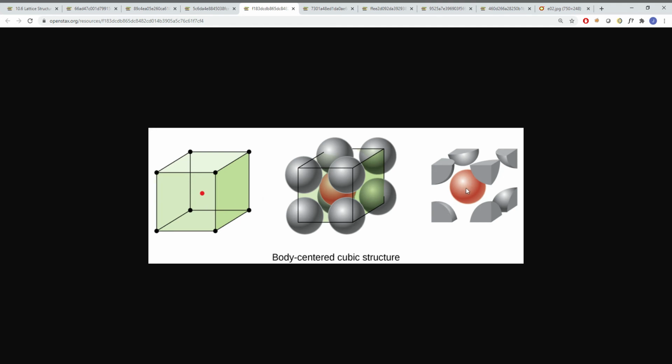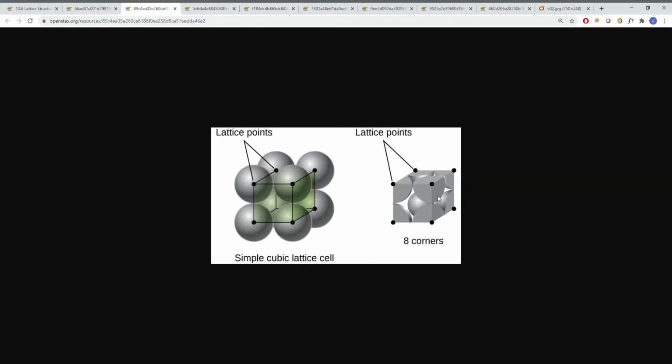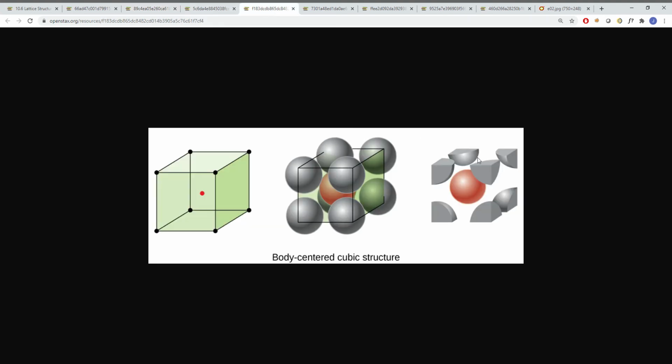Body-centered means there's something in the center. There's a body in the center, another atom. Versus, again, simple cubic, where there's nothing in the middle. So this is going to have a higher packing efficiency. There's going to be less unused volume in this setup.